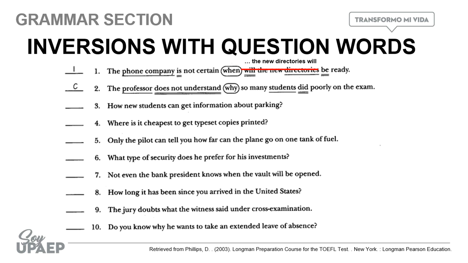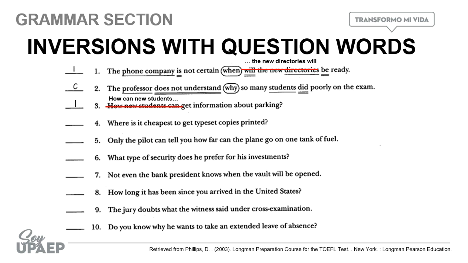Okay, so number 3 says, how new students can get information about parking. Is that correct or incorrect? That is incorrect. Why? Because this is a direct question. A direct question needs an inversion. So, in this case, you will have, how can new students get information about parking? As you have a modal auxiliary verb, the inversion will be modal auxiliary verb, subject and verb. Modal auxiliary verb can, subject new students, and verb get.